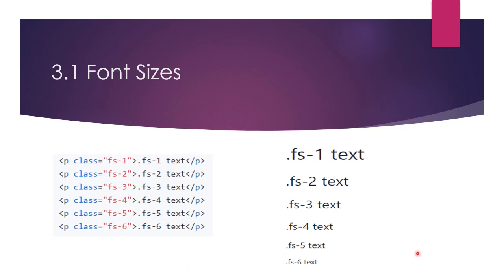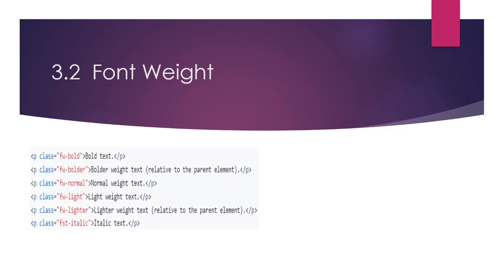So let's move to the next property. The next property is font weight. Font weight is simply how bold a text looks. So if you want a text to look bolder in Bootstrap, you just have to give it the class of FW, for font weight.